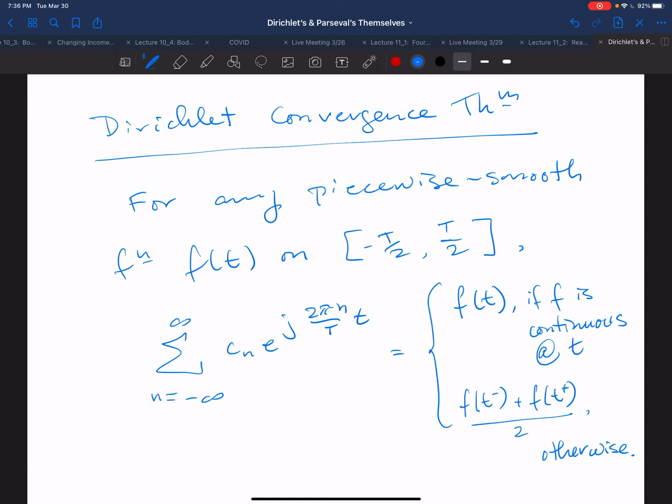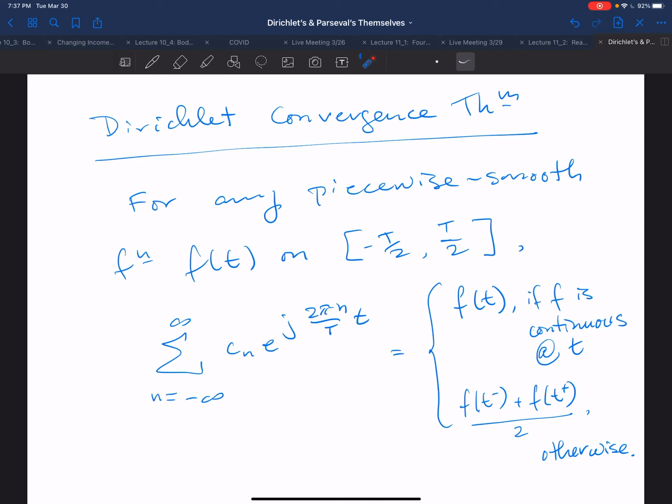As long as your function is piecewise smooth, the Fourier series converges to it everywhere where the function is continuous, except at that finite number of discontinuities that you may have on this interval for your piecewise smooth function. And where there are jumps, it converges, if you like, to the midpoint of the jump. Okay. So that's the Dirichlet convergence theorem.